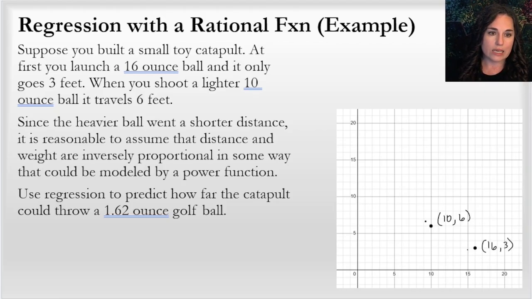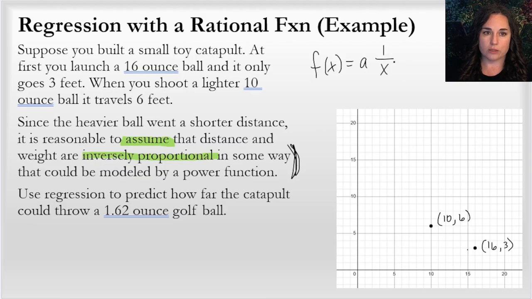Again, it looks like it could be a linear relationship, but it says assume. Do you see where it says assume there? That's giving you words mean things, key terms. Assume that the distance and the weight are inversely proportional in some way. That could be modeled by a power function. Okay, that's kind of vague. My tip is to just start with the simplest inverse proportional. We're going to have a times 1 over x to the first power.